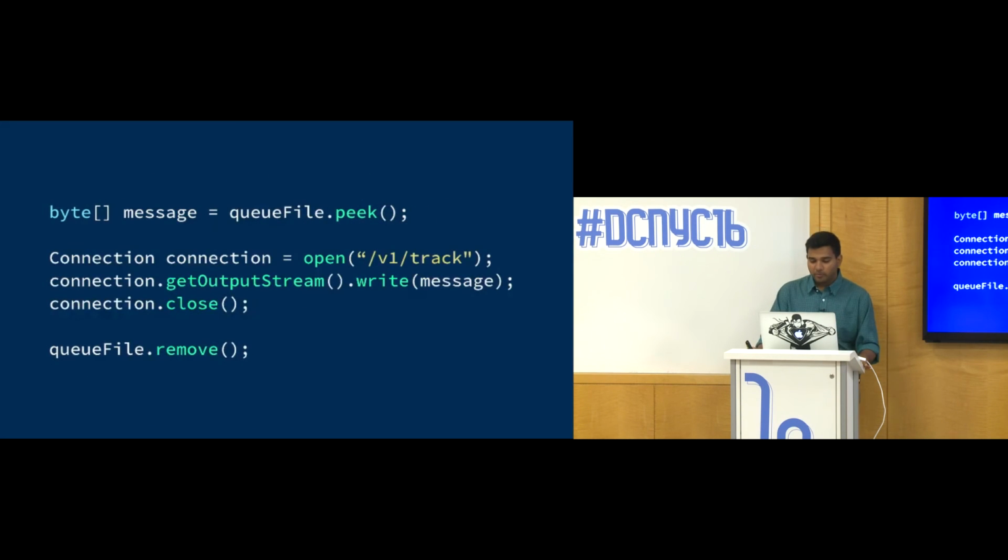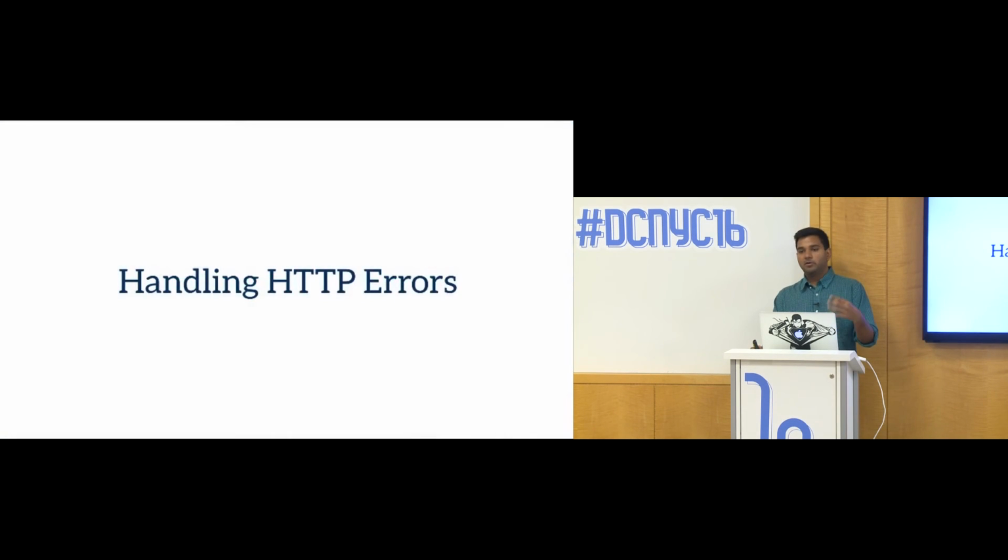And to take a more real-world example, this is a rough representation of how we use it internally. We ask the QueueFile for a message. We obviously check whether the QueueFile is empty or not. And then we open a connection to our URL. We write the data to the URL, we close the connection, and we remove the message. So in general, this is an OK pattern. But because this is HTTP code, we can actually go one step further and improve it, the error handling part especially.